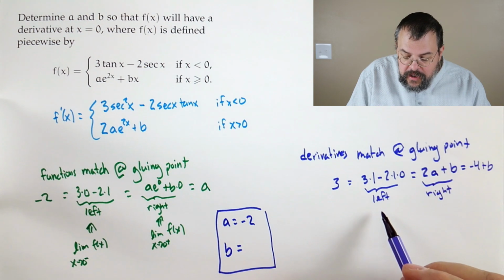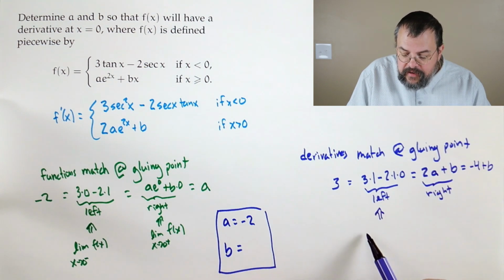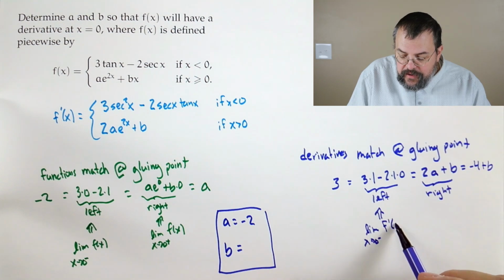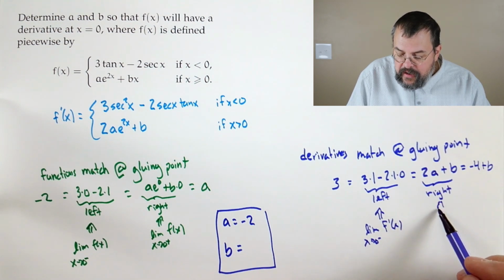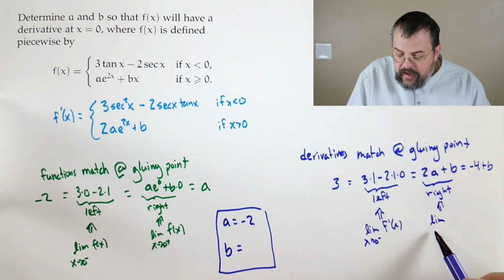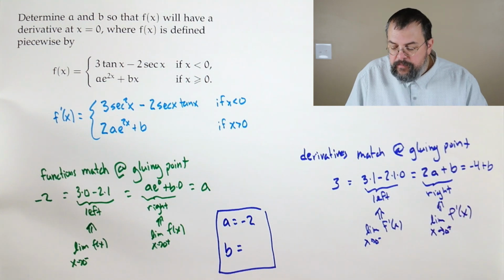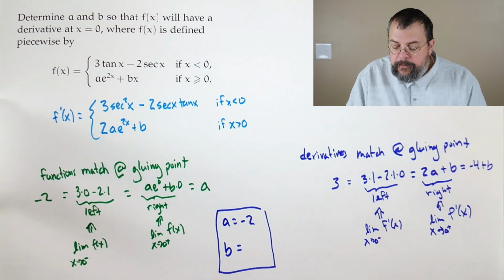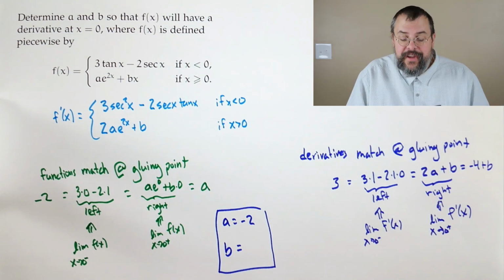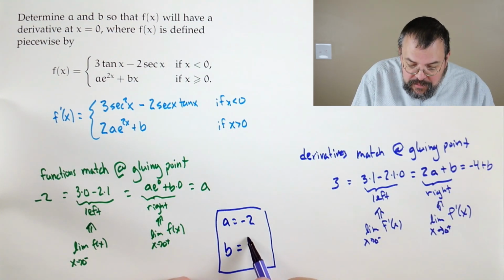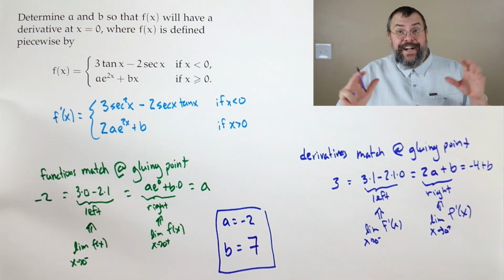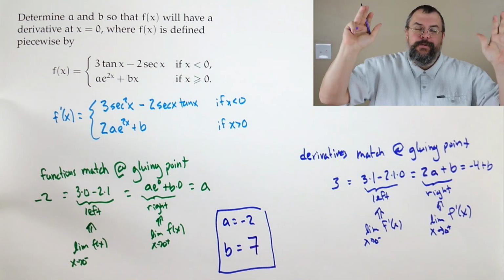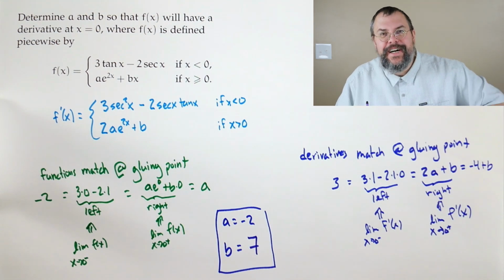Now again, really what's happening here when we say the left, this is really the limit as x goes to 0 from below of the derivative f prime of x. And here, this is our limit as x goes to 0 from above of f prime of x. But now we can see, aha, we need 3 to be negative 4 plus b. Well, we add 4 to both sides, and we come to the conclusion that b should be 7, and we're done. Woohoo! Yeah, we made it! We got it to work!